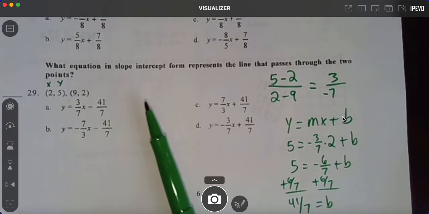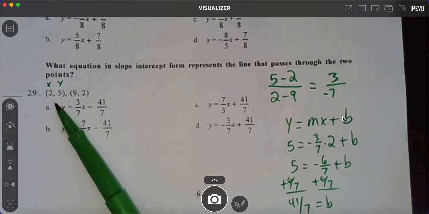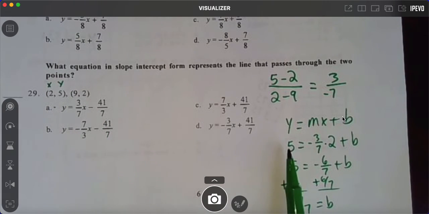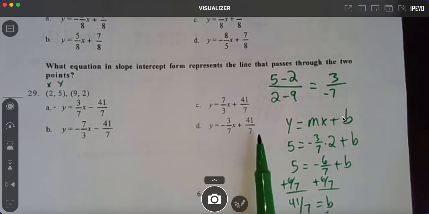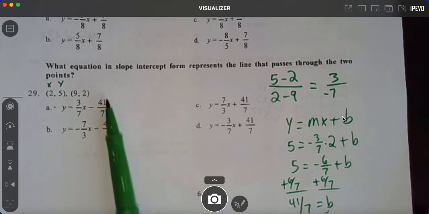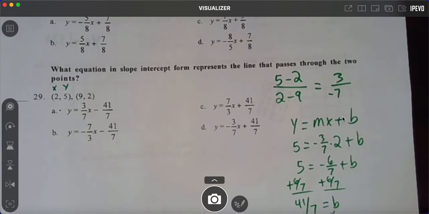Yeah, so you could have used 9 and 2, but we picked the x and y, 2 and 5, and plugged those in. Here's my 2 and my 5. Then I find my b, which goes right here at the end of my equation. Because we had to find what number was going to be our end number, which is 41 over 7.